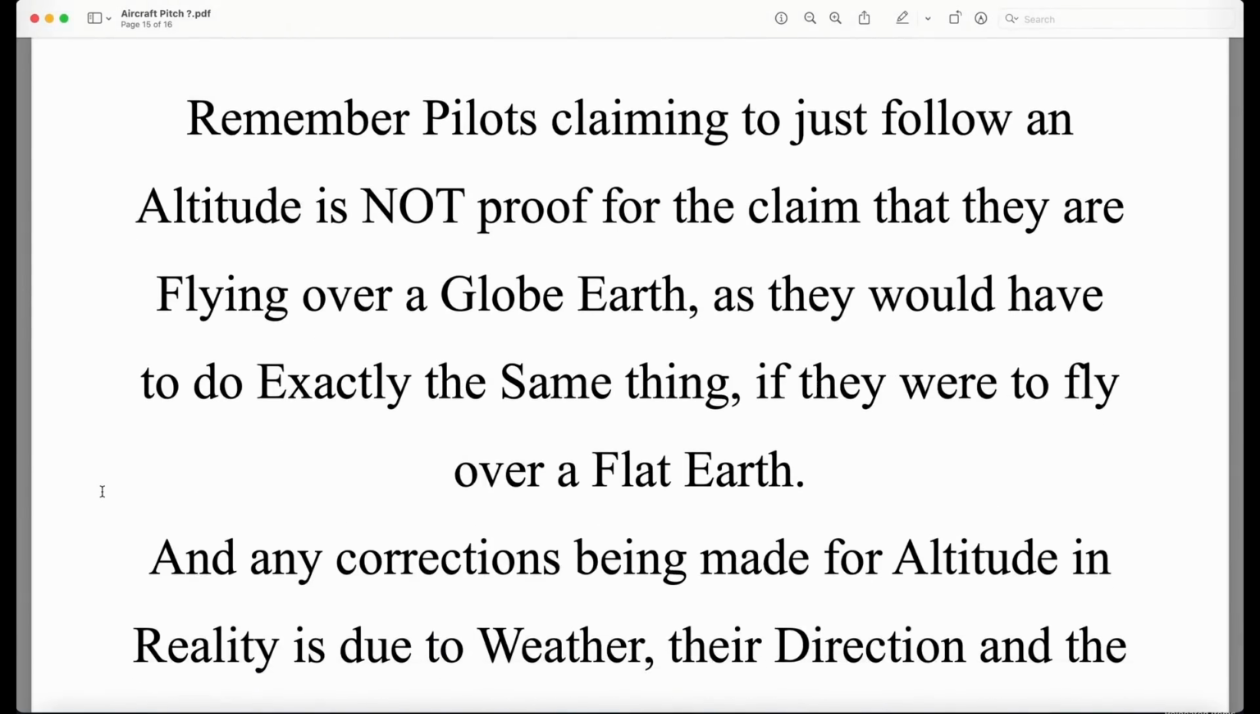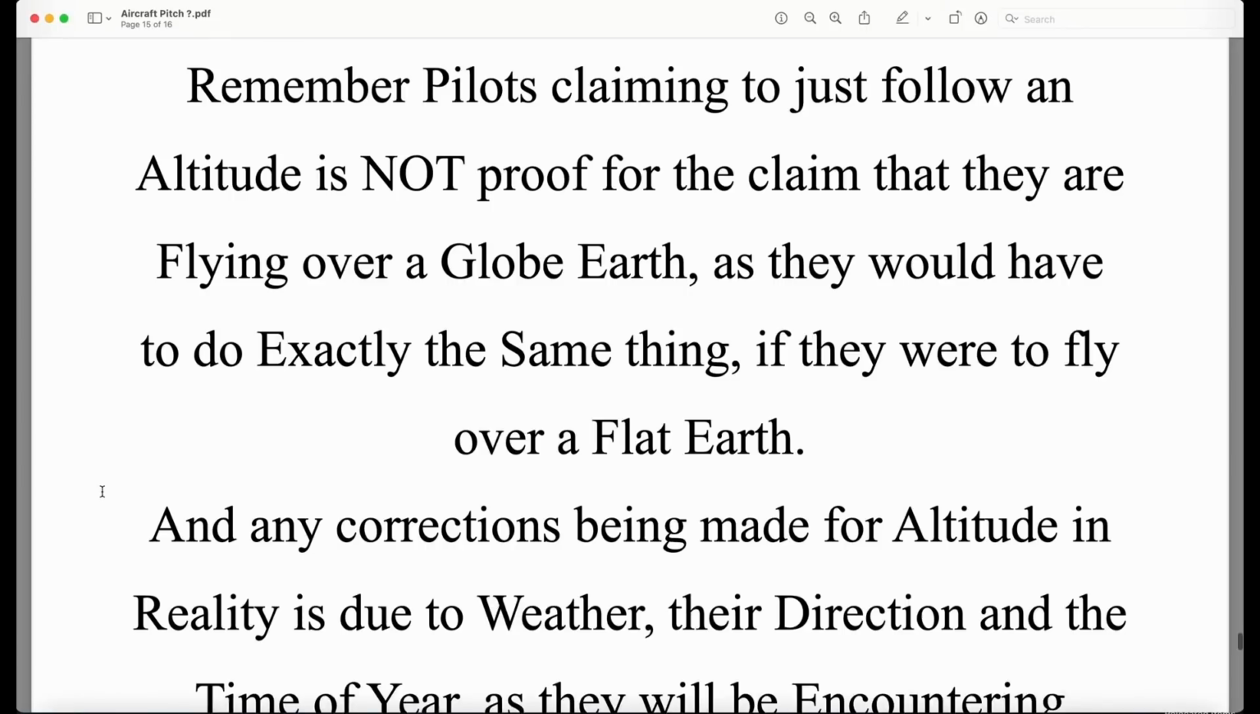Remember, pilots claiming to just follow an altitude is not proof for the claim that they are flying over a globe Earth, as they would have to do exactly the same thing if they were to fly over a flat Earth. I agree, Brian. In terms of the mechanics of flying an airplane, the airplane doesn't know what shape the Earth is under it. All it knows is about the air that it's flying in. As long as gravity is straight down and you have the pressure gradient, you would not be able to tell the difference just from the mechanics of flying the airplane what the shape of the object is you're flying over the top of.